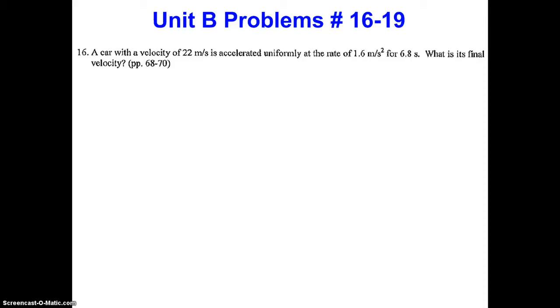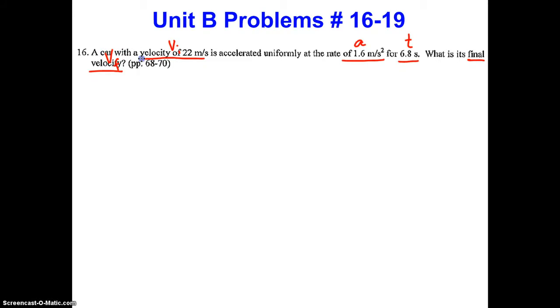A car with a velocity of 22 meters per second, so that would be the car's initial velocity, is accelerated at the rate of 1.6 meters per second squared. So that would be a, for 6.8 seconds. And that's t. What is its final velocity? And that, of course, would be vf.